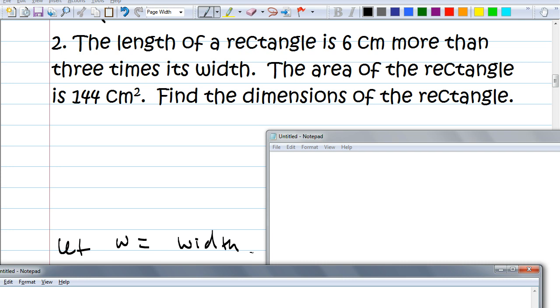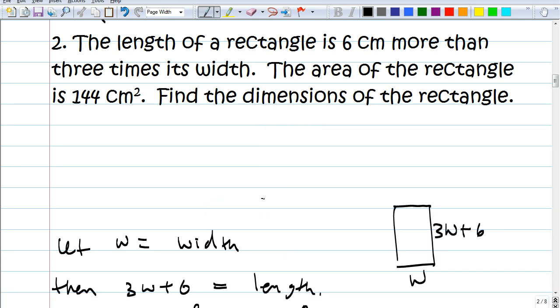3W plus 6. You're exactly right. It's 3W plus 6. I even drew the picture. How did you get 3W plus 6? Some of you thought it was W plus 6, right? Don't forget it's 3W plus 6.